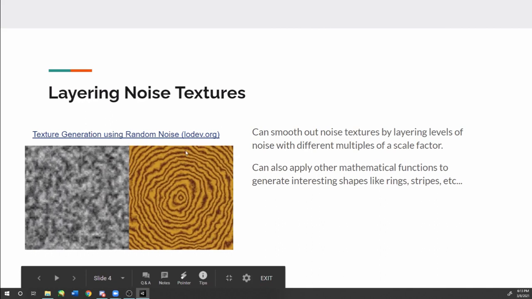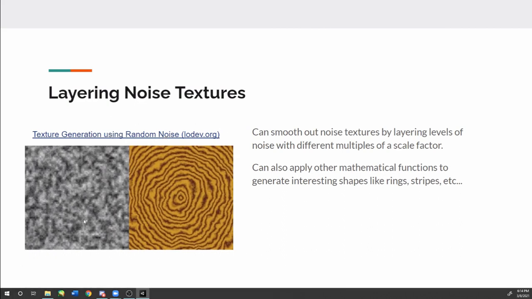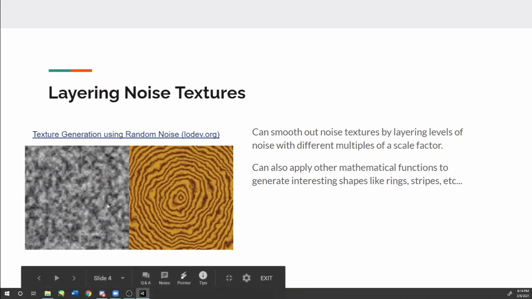We can also combine these noise values with other functions, like circle functions and so on, and we can get something more interesting like these ring textures. If you wanted to do a tree, you can do this with stripes and so on. So using random noise with some sort of mathematical functions can also give you some nice effects like this. I've linked this article, and I'll show these slides. There's a nice article about these textures specifically and how they made them.